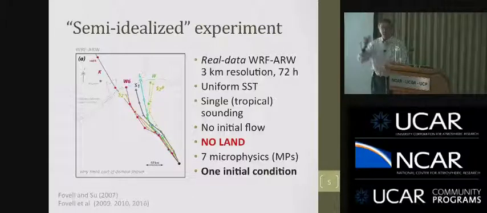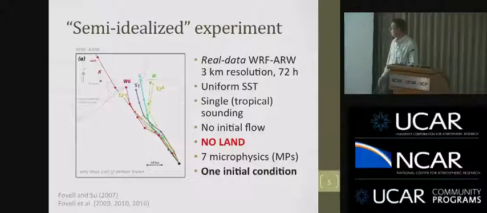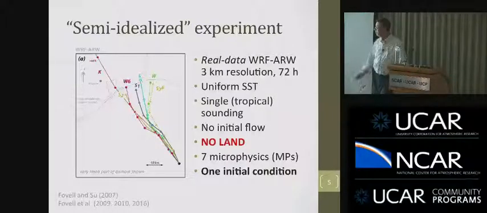Okay, but real data simulations are so complicated. You have gradients of sea surface temperature, you have wind, shear, troughs, ridges, land, coastlines, whatever. So in order to try to make this as simple as possible and no simpler, what I designed is what I call the semi-idealized experiment. Relatively high resolution in order to eliminate the cumulus parameterization part of this. So these are using the real data WRF ARW at 3-kilometer resolution out to 72 hours. But I've made the sea surface temperature uniform. I'm initializing with a single tropical sounding. So there's no initial flow, there's no wind shear, and also no land.